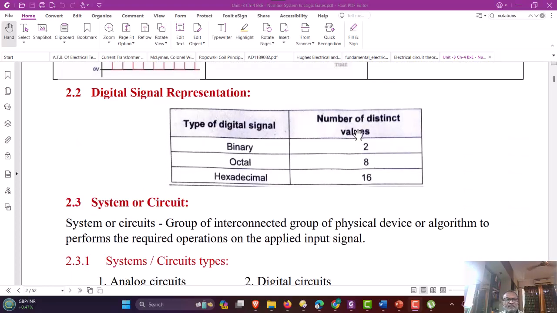The digital signal representation. The digital signal can be represented by binary combinations. The number of distinct values is shown here. In binary, there are only two distinct values, 0 and 1. If the signal is represented by the octal system, then the number of distinct values is 8. If it is represented by the hexadecimal system, then the number of distinct combinations is 16.